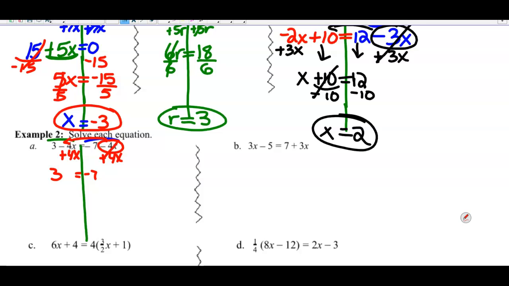Minus 4x and plus 4x cancel out. If I put negative 4 plus 4 in my calculator, I get 0. So those actually cancel out too because I end up with 3 plus 0 and negative 7 plus 0. So what happens is I end up with 3 equals negative 7. So this is where we get into different types of problems. We don't always have one solution. If it's true, does 3 equals negative 7? No. So we call this no solution.